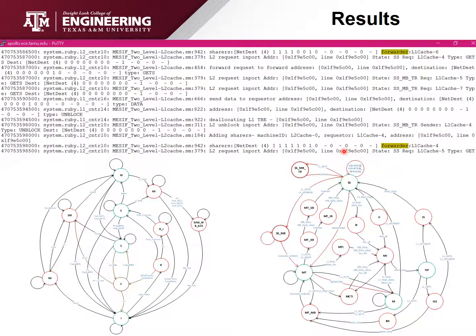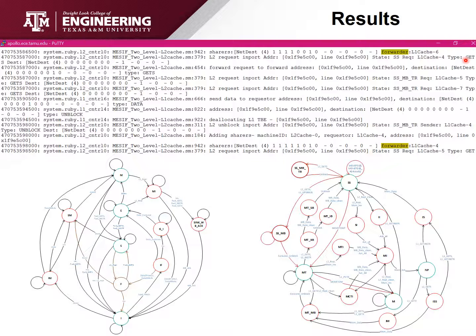In this section, we present the results we obtained in simulation runs of PARSEC benchmarks. This sequence was extracted from the simulation logs, and it shows how a forwarder satisfies a GETS request. So initially, L1 cache 6 is the forwarder, that is, it is in the F state, and the L2 cache is in the SS state.